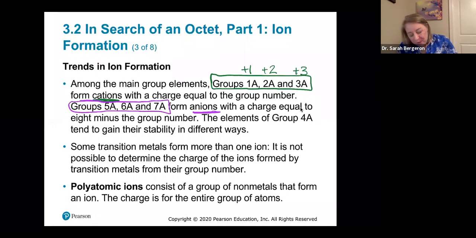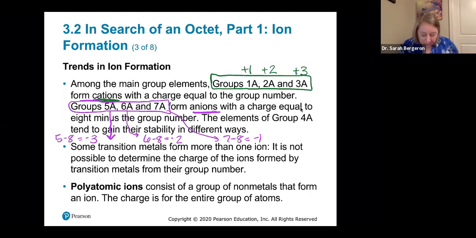So group 5A. If you're 5A, what's your charge? Your charge is the group minus 8. So 5 minus 8 gives you a -3. If you're in 6A, 6 minus 8 gives you a -2. 7A, 7 minus 8 gives you -1. And those are your charges. So be careful with that and make sure you get those anions correct.